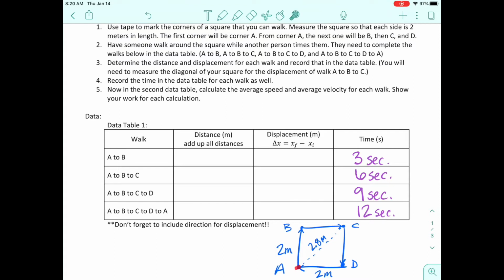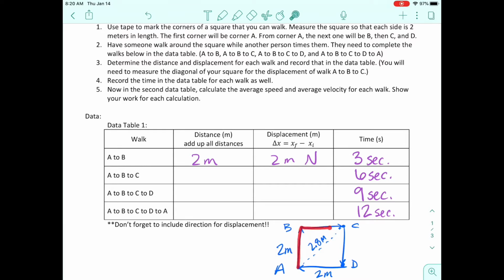So from A to B, that one's pretty easy. The distance is 2 meters, and the displacement, you want to specify that it is 2 meters north. So the reason that these two have the same magnitude is because we walked in a straight line and we didn't change direction. So remember, when you walk in a straight line, your distance and displacement are the same.